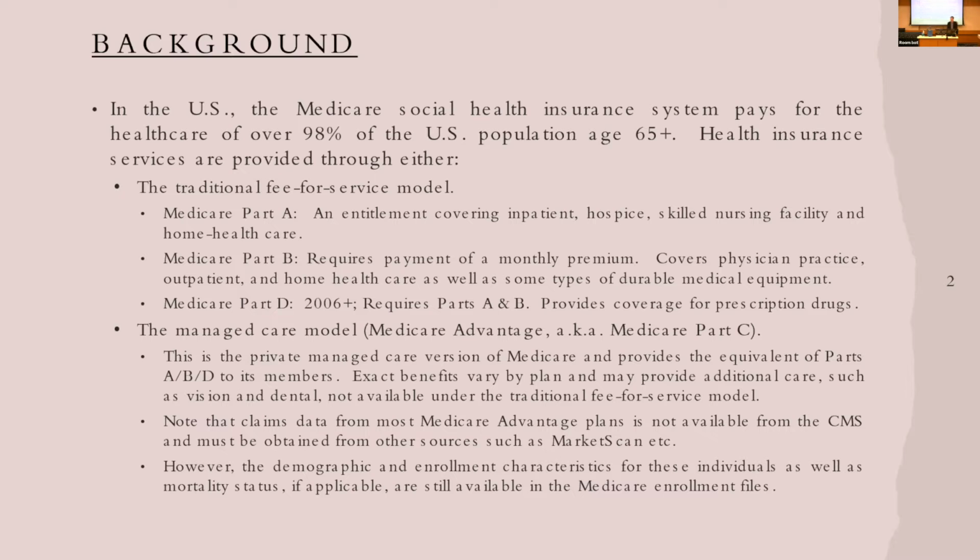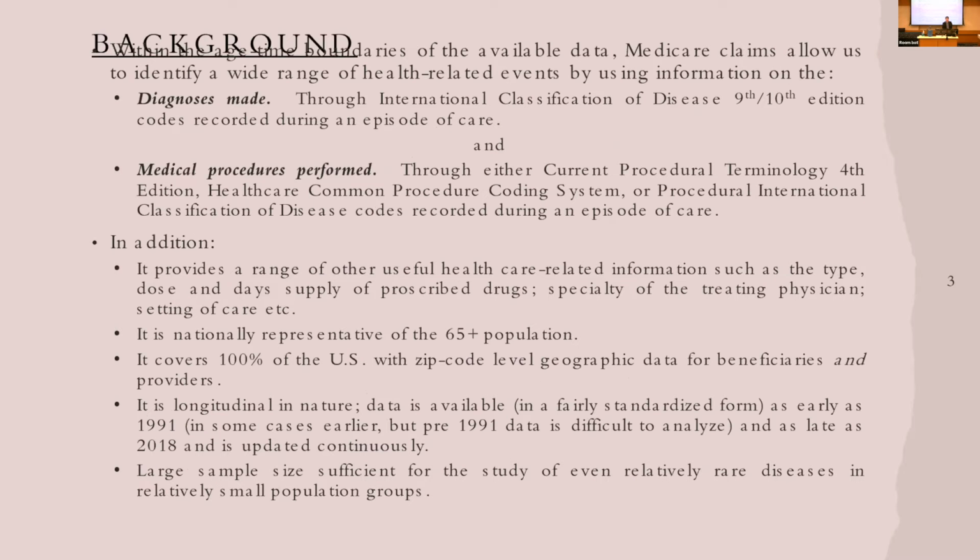However, the demographic and enrollment characteristics for all of the Medicare Advantage individuals are in the Medicare enrollment files. So if you're interested in studying mortality, that's not that big a limitation. If you're interested in studying certain diseases, you need to start worrying about the proportion of people in Medicare Advantage, and so on and so forth.